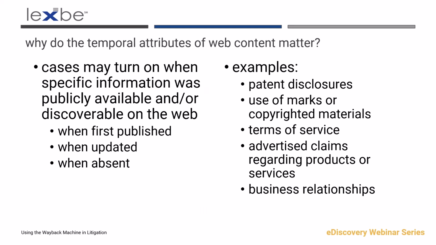Okay, so why do the temporal attributes of web content matter? Well, for some cases, when specific information was publicly available or discoverable on the web may be of central significance. It may therefore become necessary to determine when it was first published, when it was updated, or when it was absent. This kind of information may be useful for a range of litigation subjects, particularly as related to intellectual property, terms of service, and advertised claims.